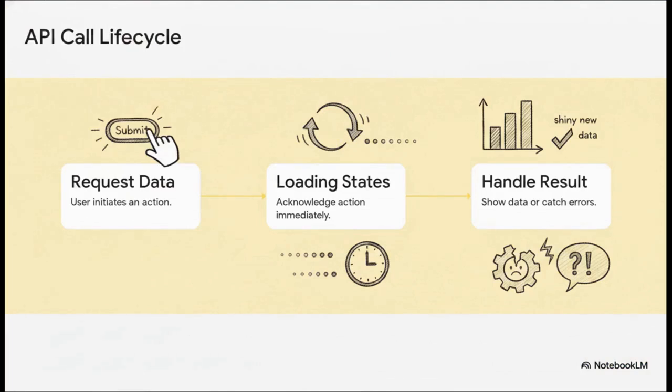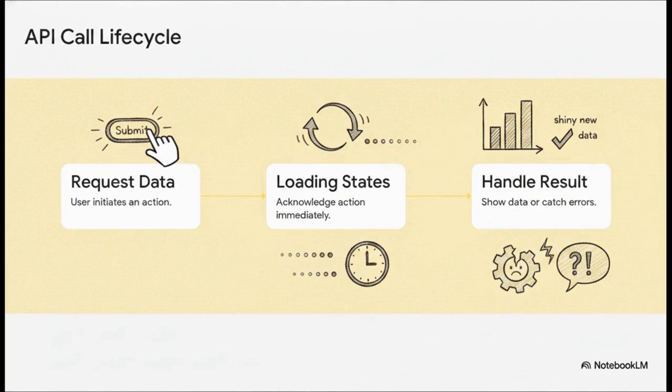This is where we have to account for the latency that's just inherent in network requests. The lifecycle of a professional API call is super precise. Step 1, a user initiates a request. Step 2, the client immediately acknowledges that intent by showing a loading state. And Step 3, the client resolves the response by either rendering the new state or gracefully catching any errors.